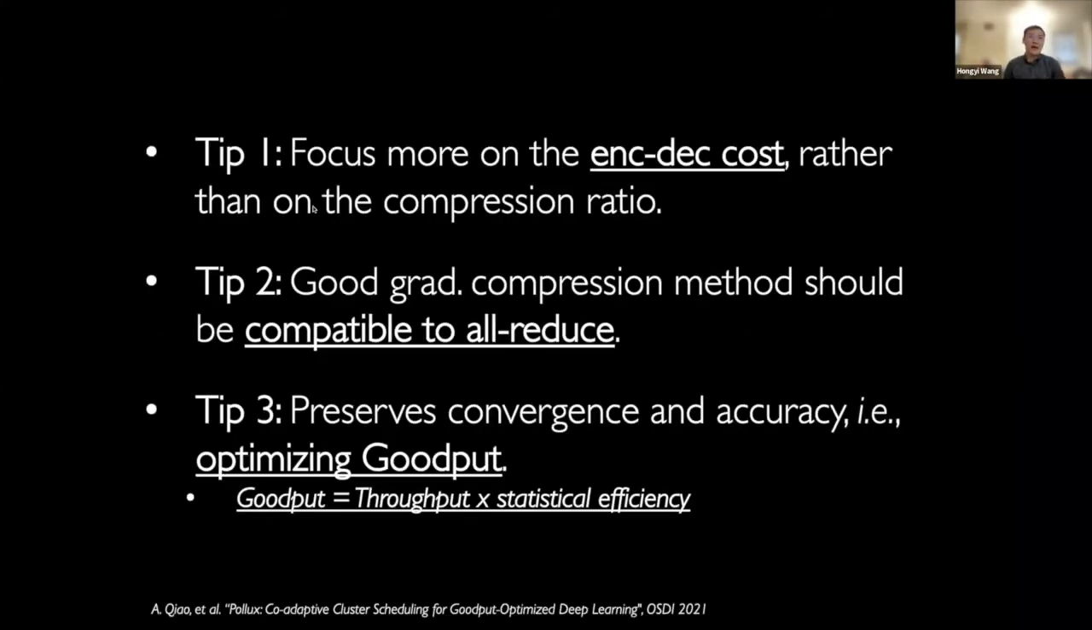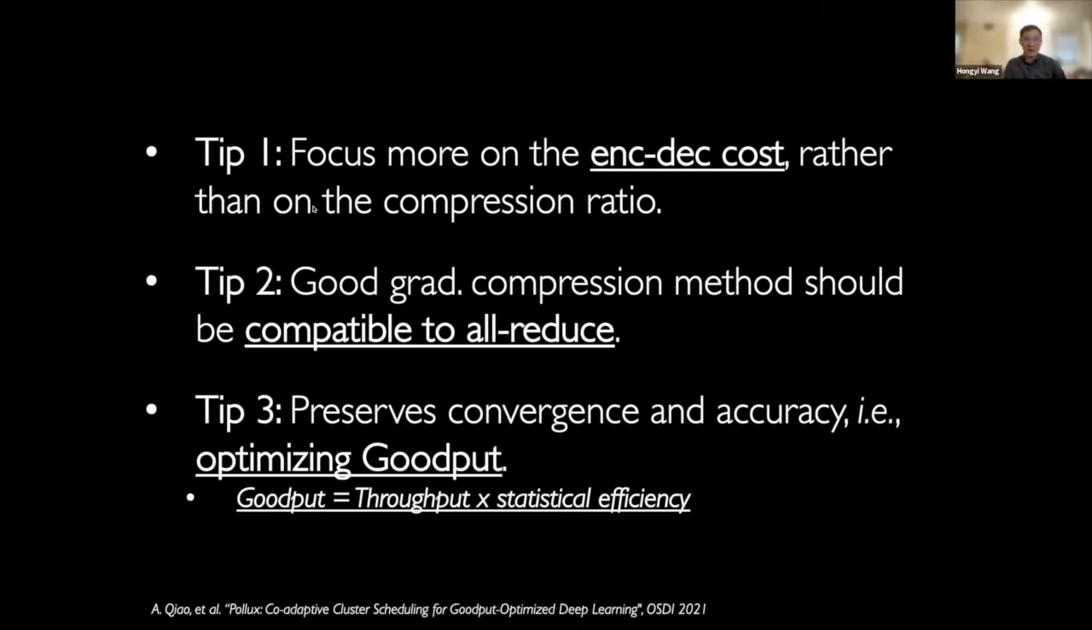So basically, we should focus more on the encoding and decoding cost, as we just showed. The compression ratio can be important, but not as important as the encoding and decoding cost. And we should also make sure the compression method is compatible, or reduces the API. And basically, we should also focus on the goodput. So the gradient compression method should not just crush the model's accuracy.